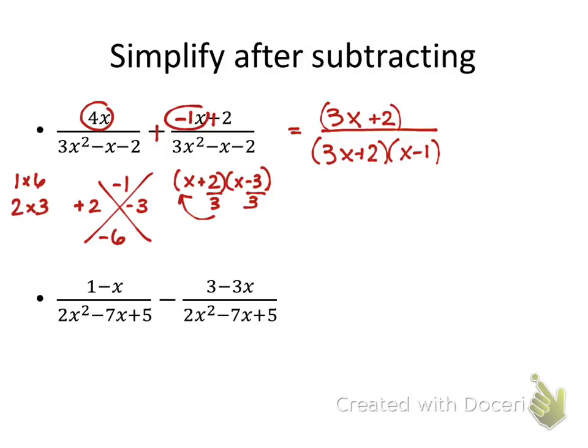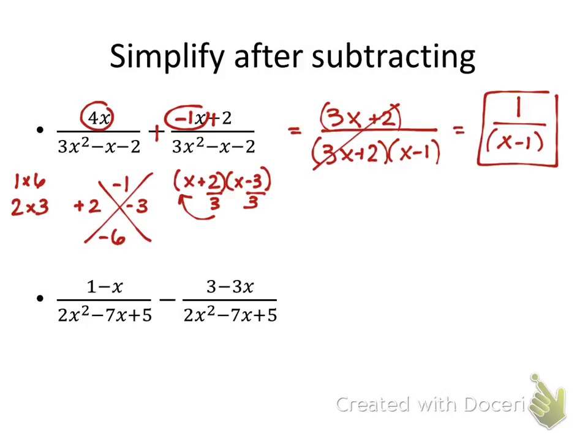Do you see any identical families in this problem? Yes. 3x plus 2, 3x plus 2. But everything went away on the top, so what does that mean I have left? A 1. x minus 1 is still a part of the family, so we can't cross out those ones. It doesn't work like that. And this is our final answer.